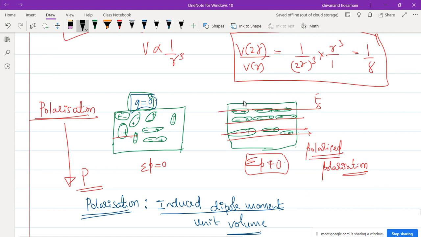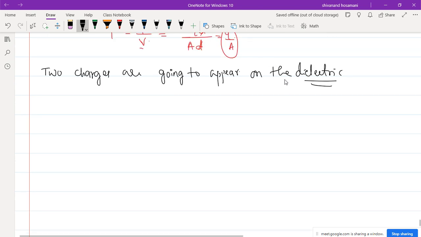The materials which respond to the electric field and magnetic fields are called dielectrics. Actually, these are insulators which respond to the electric field and magnetic field, and they are called dielectrics. So therefore, two charges are going to appear on the dielectric.